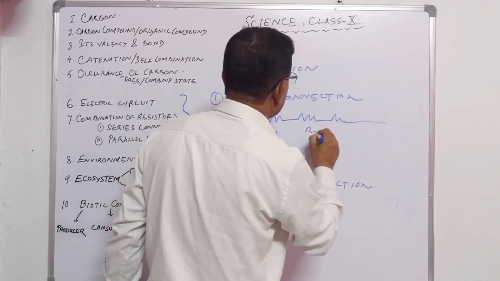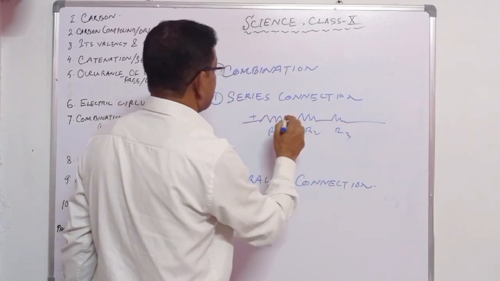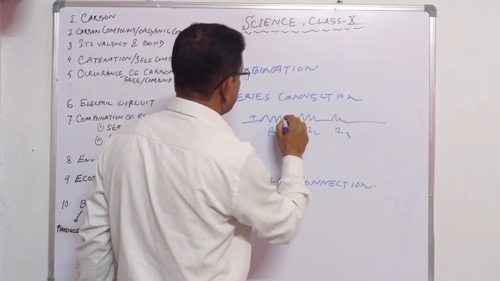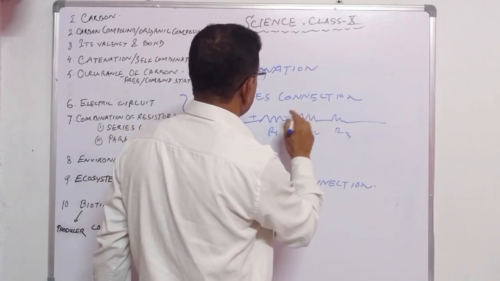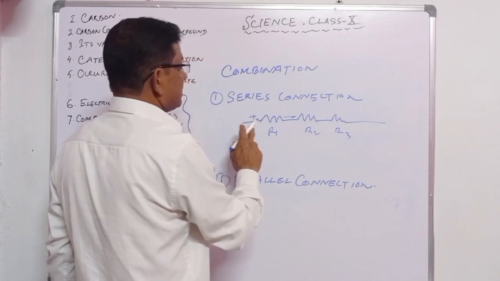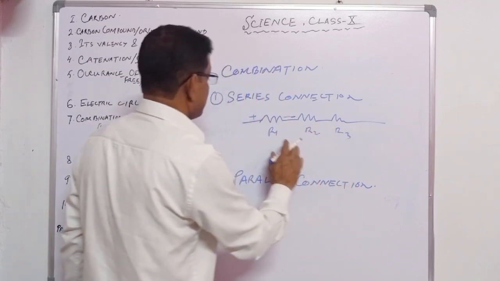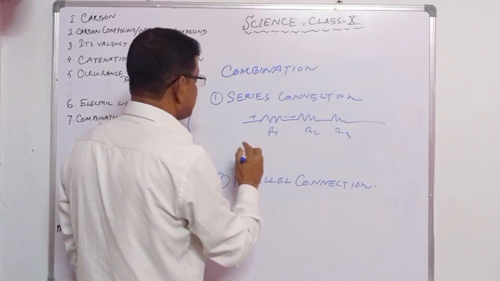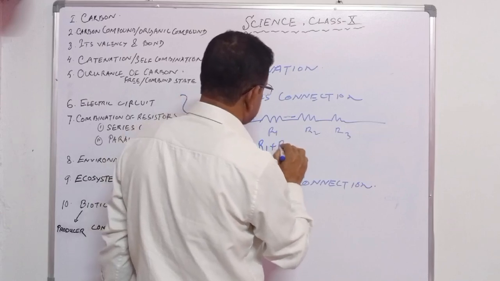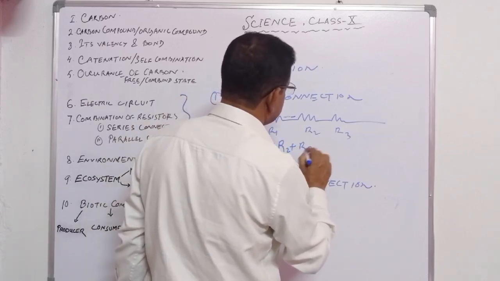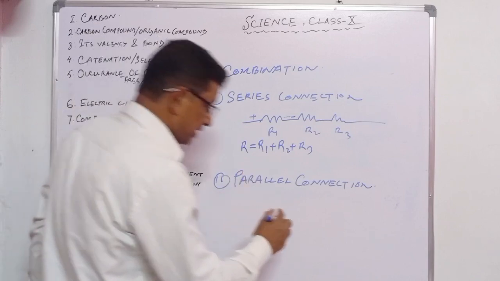Suppose this is R1, R2, R3. This is a series connection where the connection is end-to-end, positive to negative. The positive of one resistor is connected to the negative of the next. So in this case, the equivalent resistance R can be calculated by simply adding these three resistors. There is another connection, which is parallel connection.